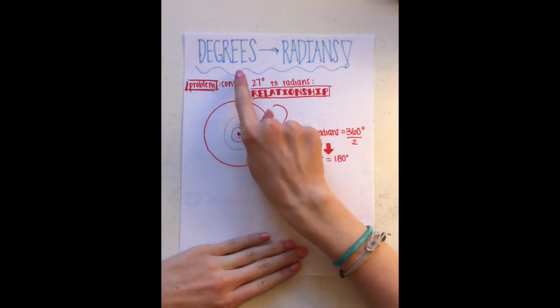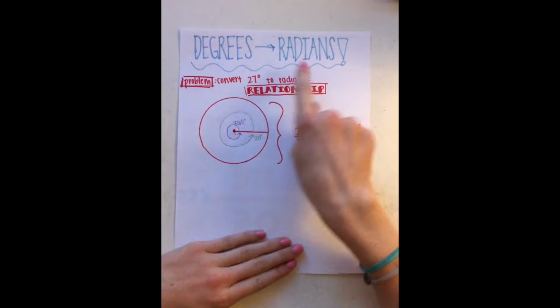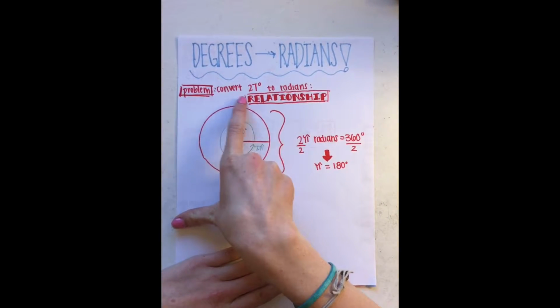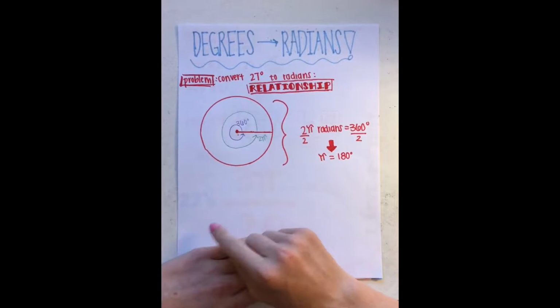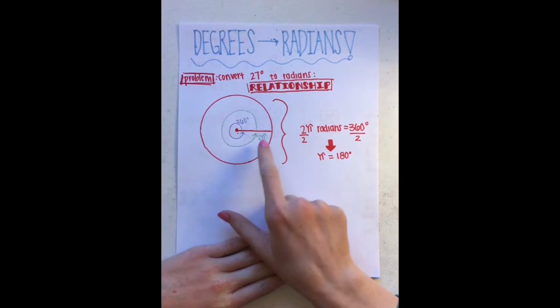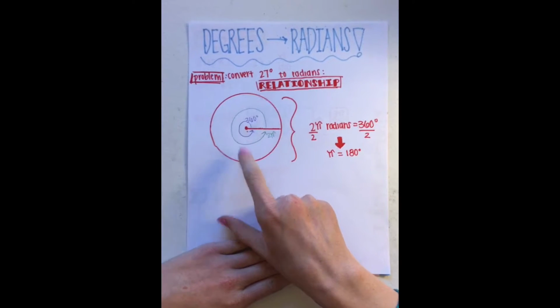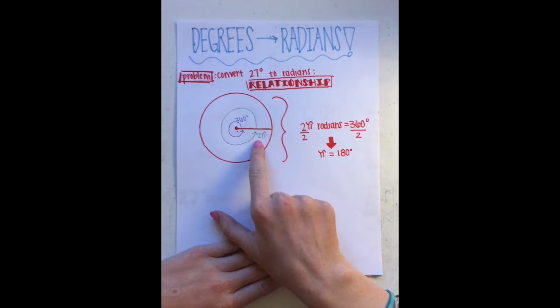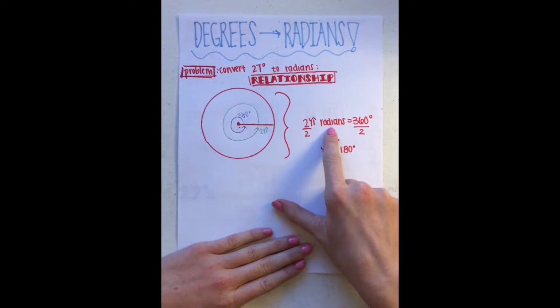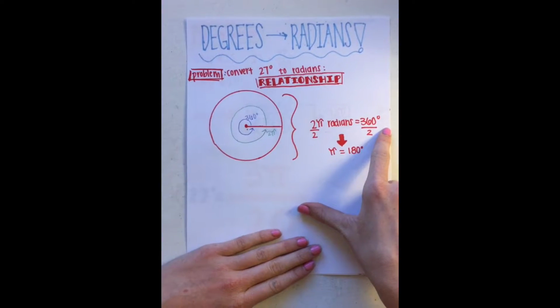We're going to start by going from degrees into radians. Our problem is to convert 27 degrees into radians, but first we're going to talk about the relationship between degrees and radians. We know that a full circle is equal to 360 degrees. A full circle is also equal to 2 pi. Therefore, 2 pi radians equals 360 degrees.